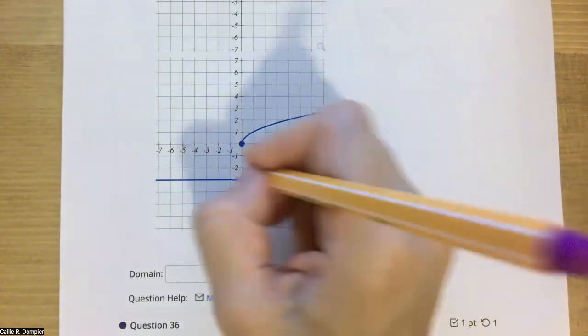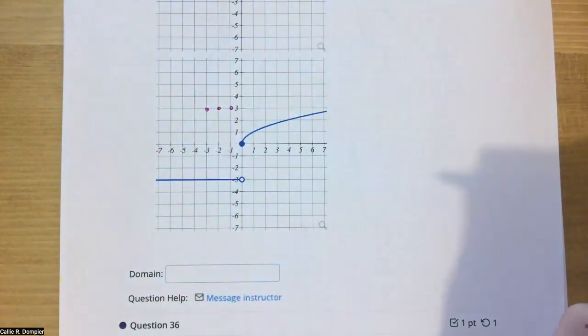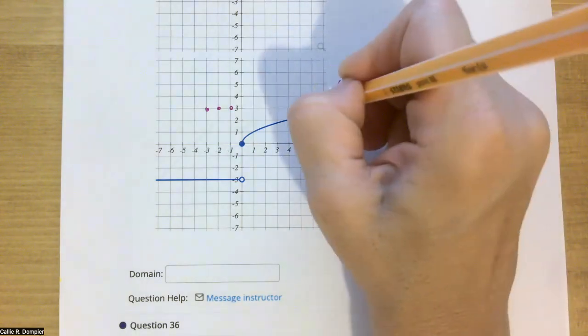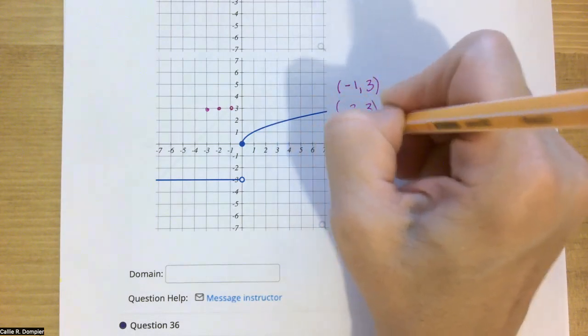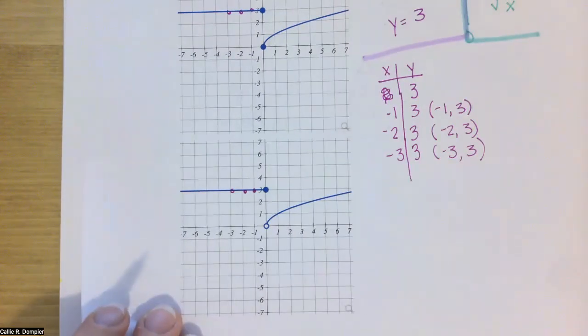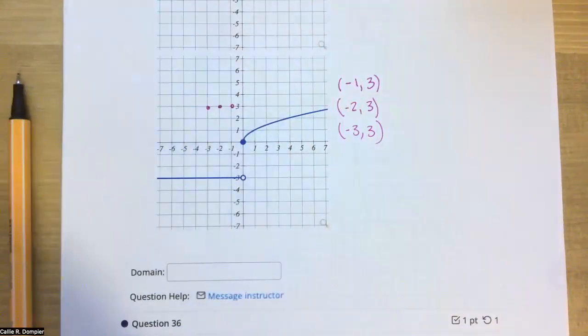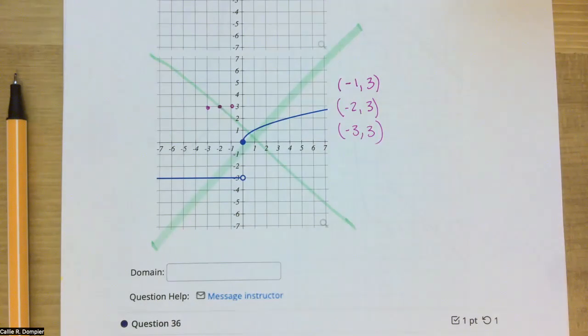But look, down here, they've gone to -3. Nope, because it should be that point, and that point should all be on the graph, right? Because those are the points -1, 3, -2, 3, and -3, 3 that we found from our table of y equals 3. So because those aren't there, this is not the right answer. All right, so we've eliminated one.